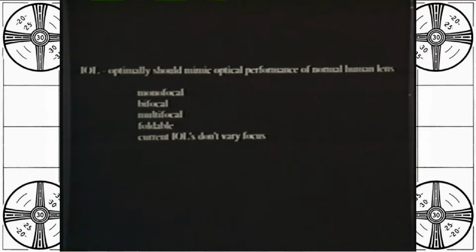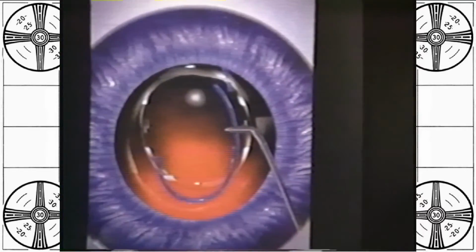We want the lens to be as close as possible to the normal human lens. Now the normal human lens when you're young focuses and changes focus. When you hit about 40 or 45, it stops focusing, and that's why everybody ends up wearing reading glasses or bifocals. When we put the lens implant in, it doesn't vary the focus. But what we're trying to do is go from a monofocal lens that puts you either at distance or near to a bifocal or multifocal lens that may let you see at distance and at near and not need your glasses anymore. There's also foldable lenses which can be placed through a very small incision.